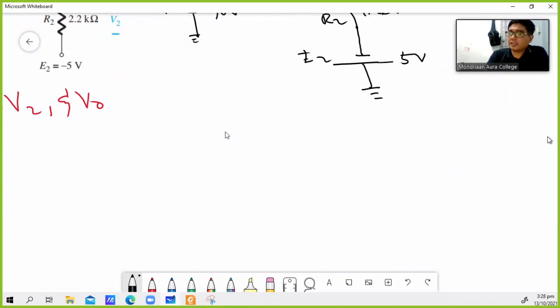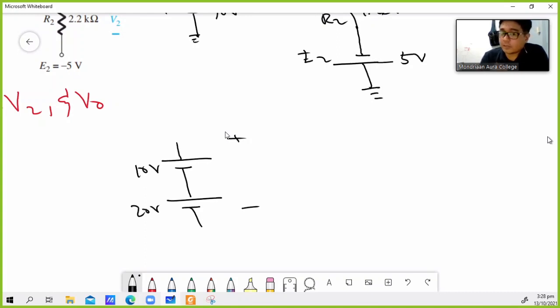Ganito. You have two DC power sources. They have the same orientation. So ano magiging total niya? Let's say this is 10 volts and this is 20 volts. Since they have the same orientation, positive yung taas, negative yung baba, ang total voltage nila is 30 volts. I-add mo lang.